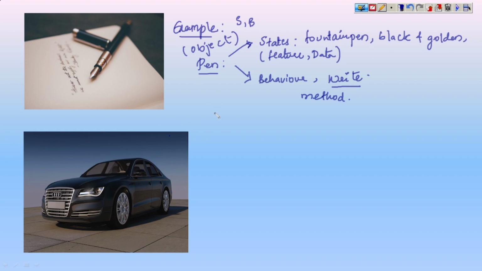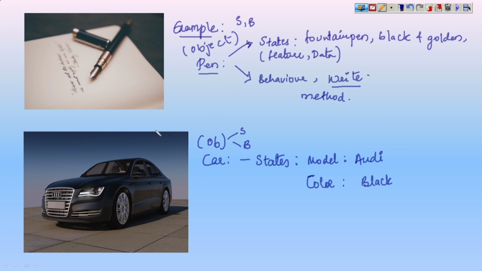Second thing, this is a car. Now car is an object. An object will have its states and behaviors. So what are the states of the car? You can see the model. Model is Audi. Next, what is the color? Black. Etc. Whatever things you can see here, those are the states.